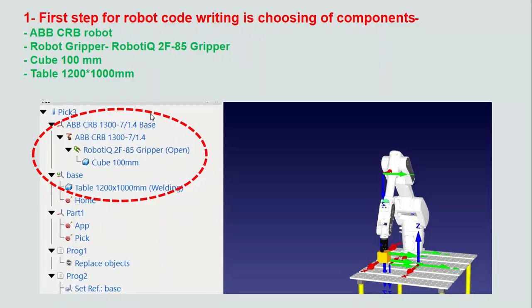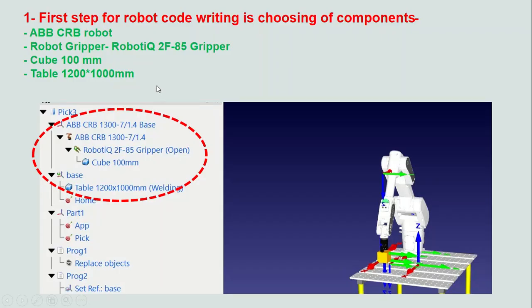In this project, we need to have some components such as the ABB robot, CRB 1300, and the other one is a gripper. We need to have a gripper, and then the other component we need to have in this project is a cube, 100 by 100 millimeter, and also we need to have a table to put the device on. So 4 components we need to have in this project.